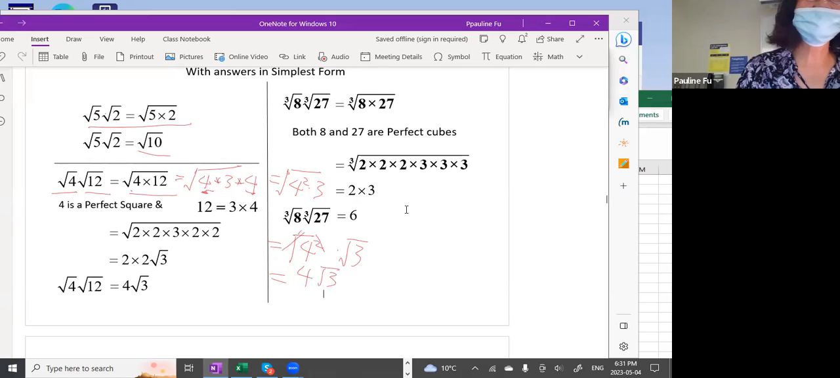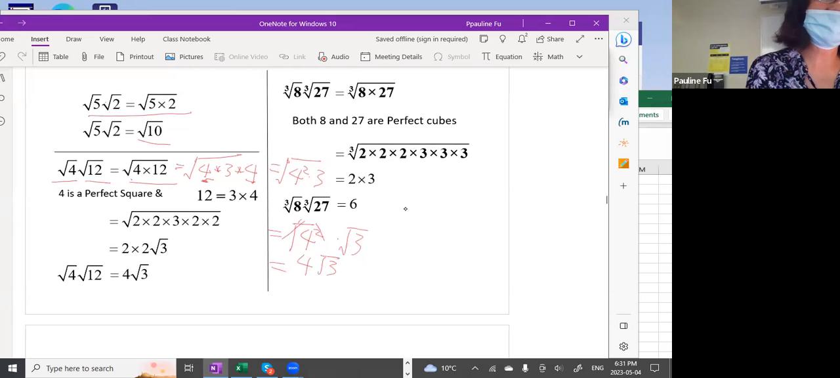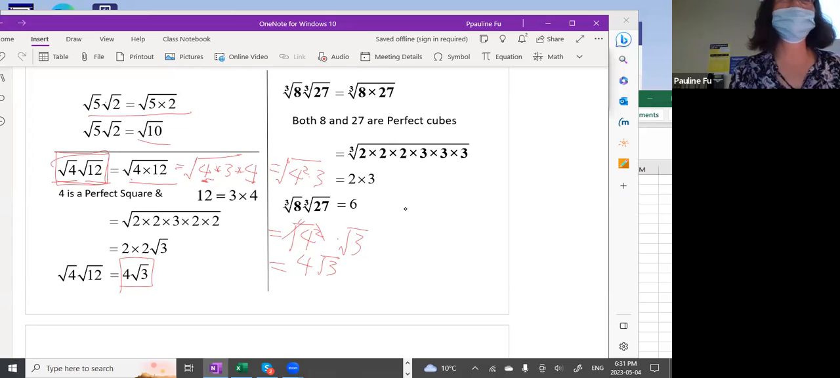So this kind of thing, you need to practice by hand. If I give you this question, you need to come up with this result. How do you come up with this result? There are many ways, but make sure you know how to do it.